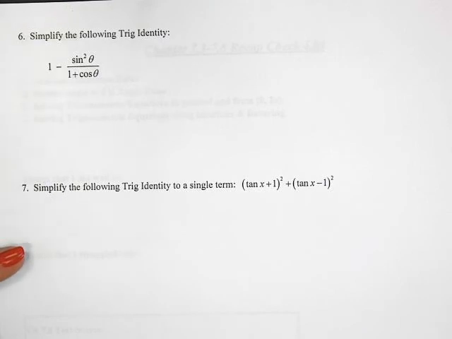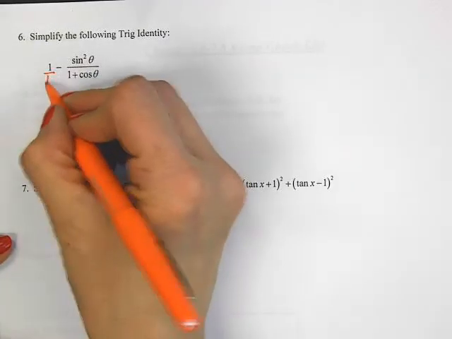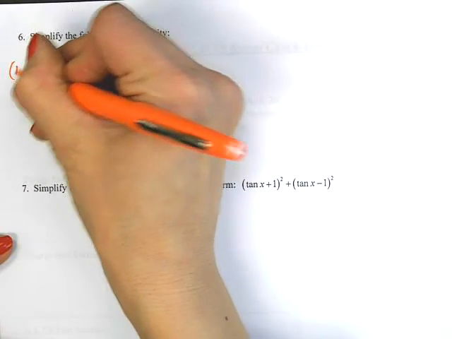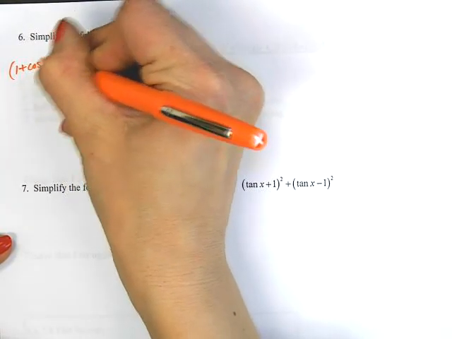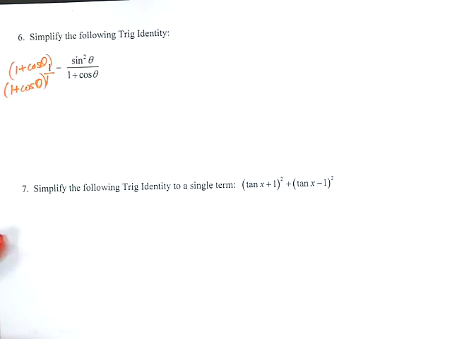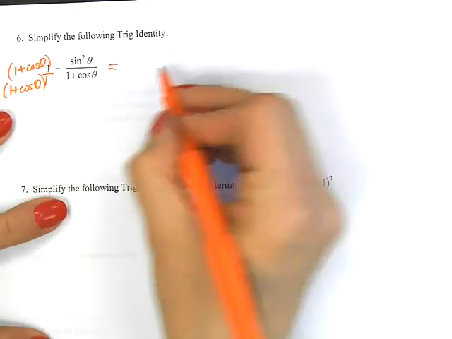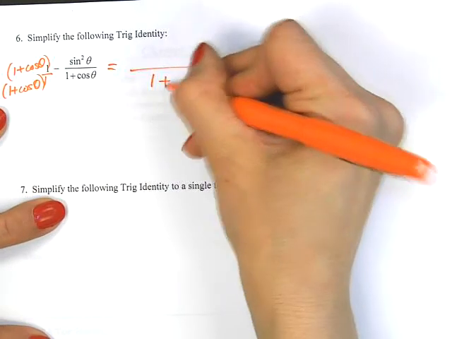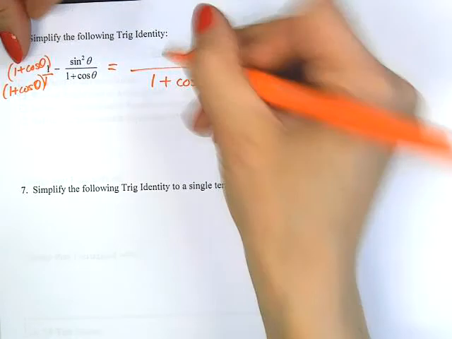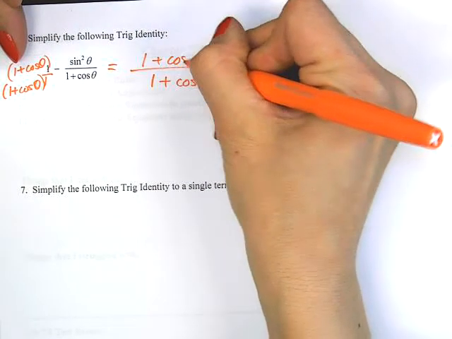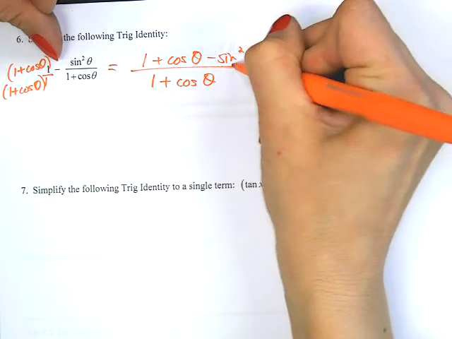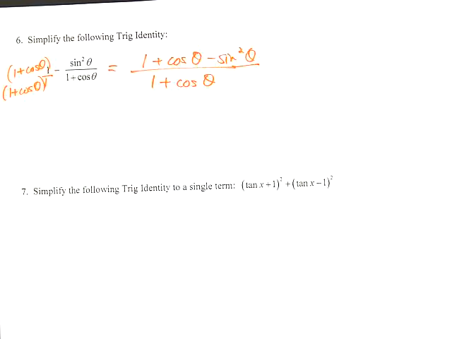Maybe I'll make common denominators. That seems like a good idea. So this denominator is 1 plus cosine. I guess this fraction over here needs to get 1 plus cosine over 1 plus cosine. So the common denominator is 1 plus cosine of theta. The numerator is 1 plus cosine of theta minus sine squared of theta. Now pay attention.